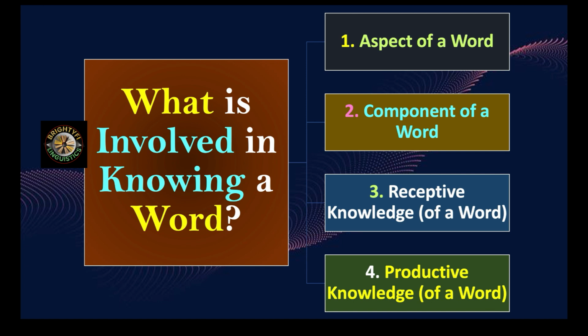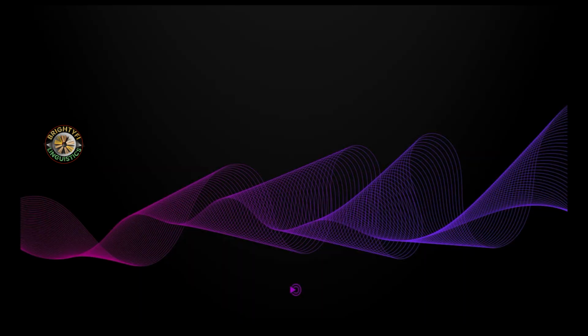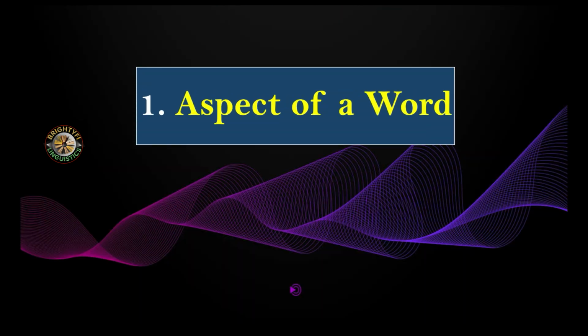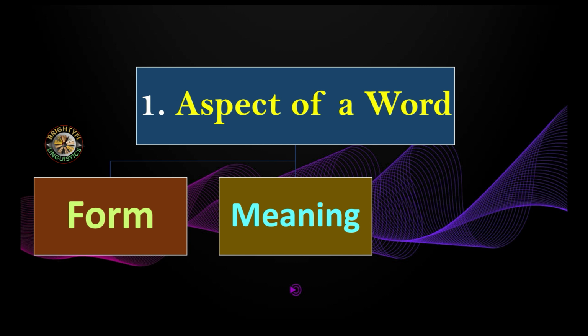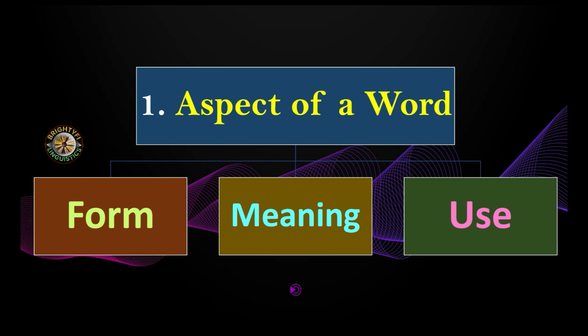Let's discuss each one of them in detail. And the first one is aspect of a word. I already talked about this topic in my lesson 3. And what is the aspect of a word? There are 3 different essential elements. The first one is form, which we call form of a word. Then we have meaning. After form, meaning becomes very important to understand a word. And then we have use, how to use a word.